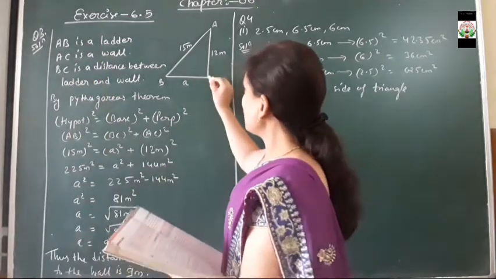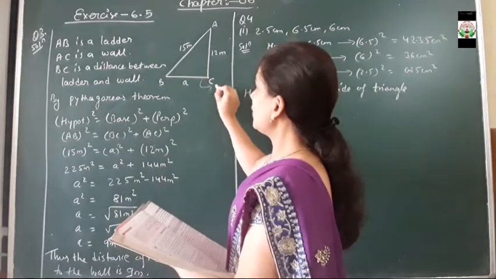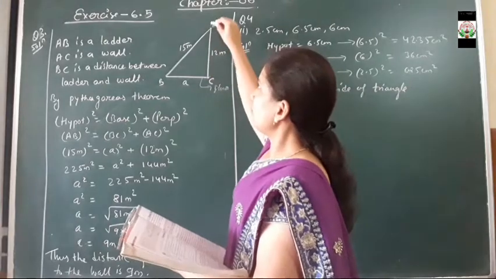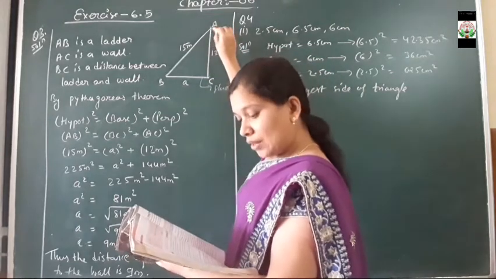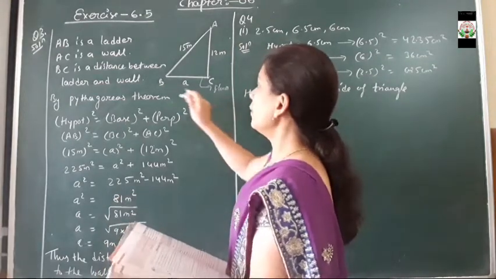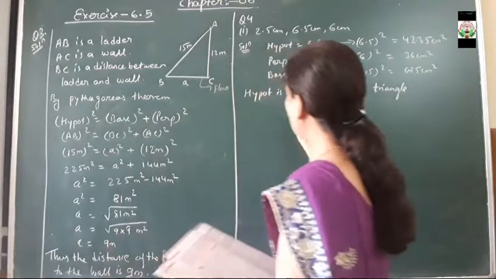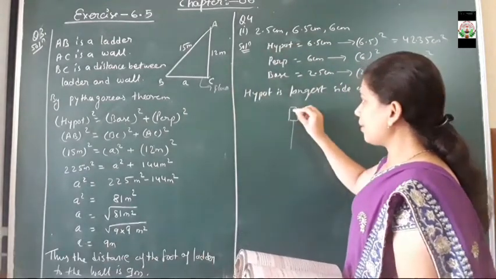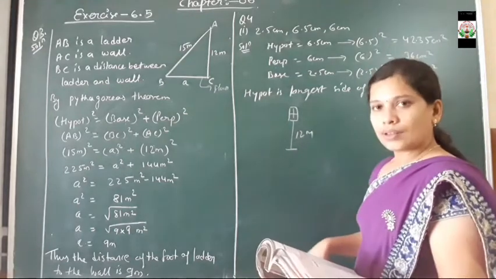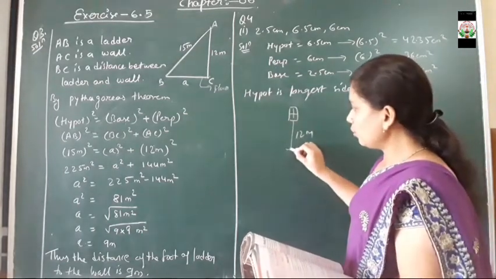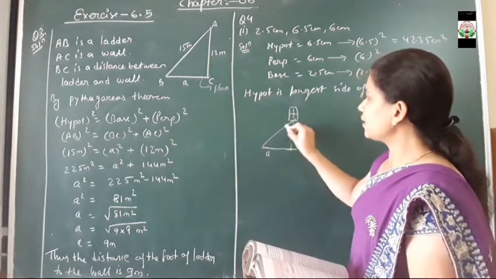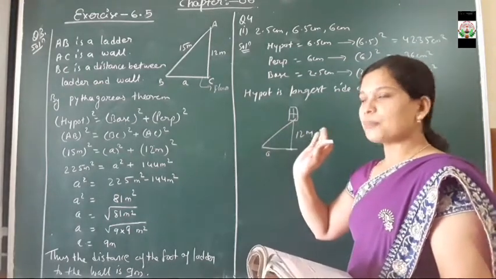Suppose this one is the floor, the window will be here. Now it is said that the window is 12 meter high from the ground. Here, if this one is a window, the distance from the window to the ground is 12 meter. Then from the floor, at a distance of A, a ladder is being kept, and that ladder is kept in a slant position like this.